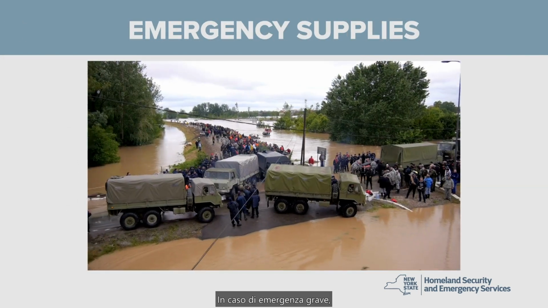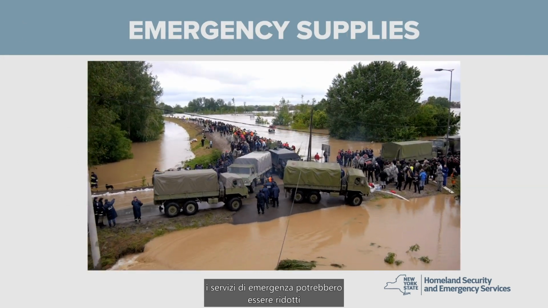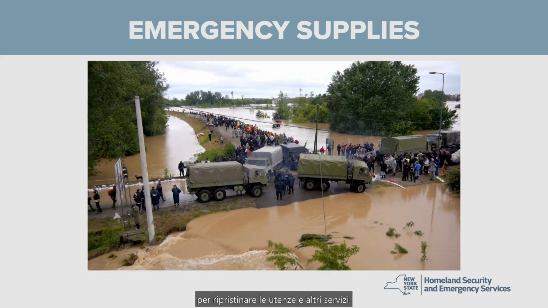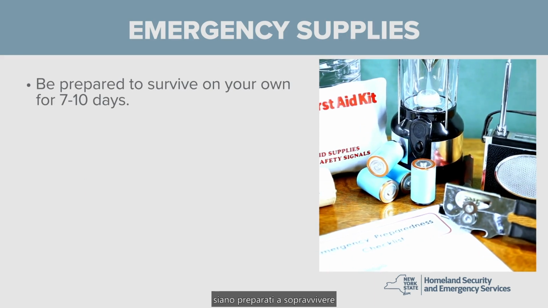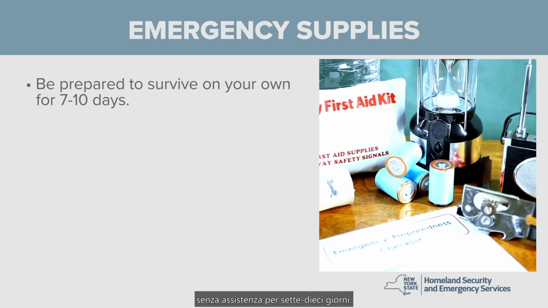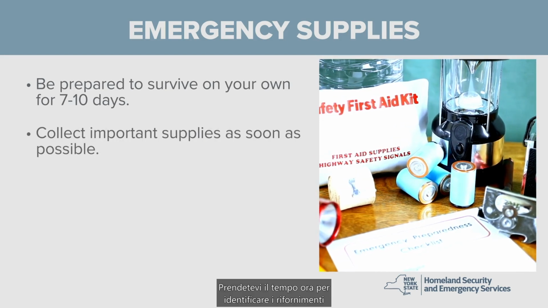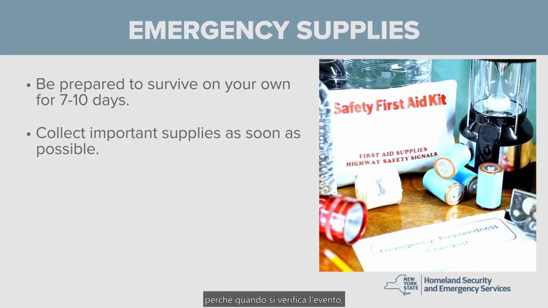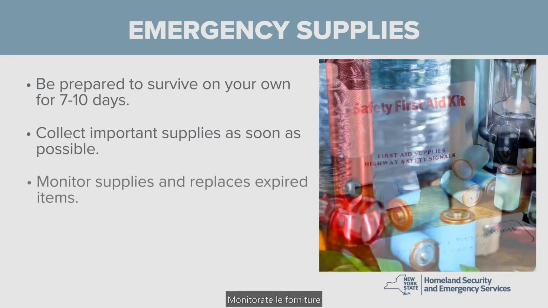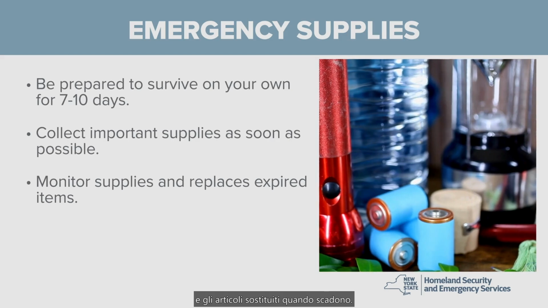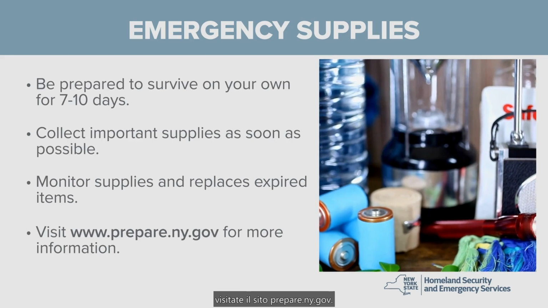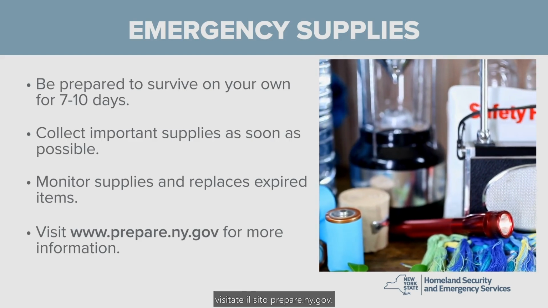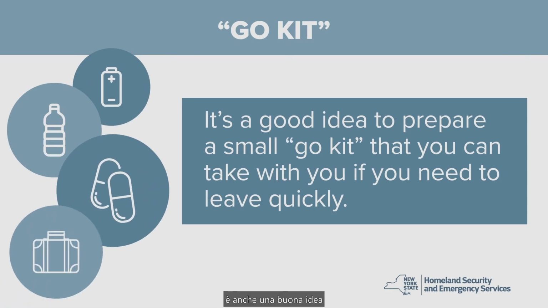In the event of a major emergency, services may be stretched thin, and it could take more time to restore utilities and other services. It is important that all family members be prepared to survive without assistance for 7 to 10 days. Take the time now to identify and collect supplies, because when the event happens, it's already too late. Monitor your supplies and replace items when they expire. For a list of potential supplies and for more information, go to prepare.ny.gov.